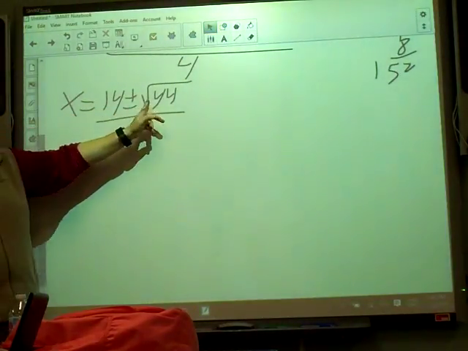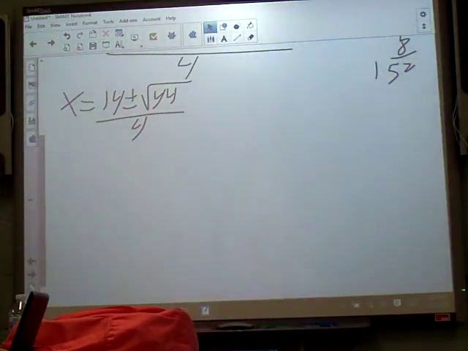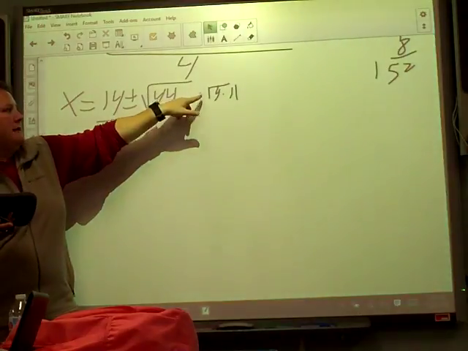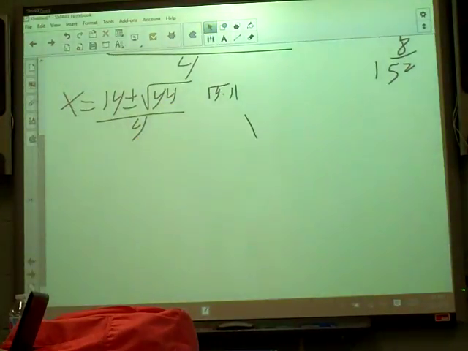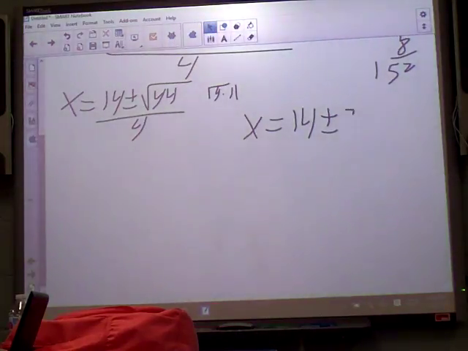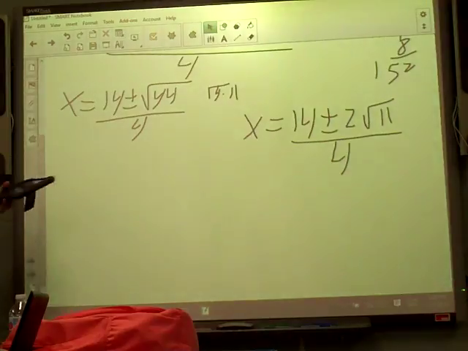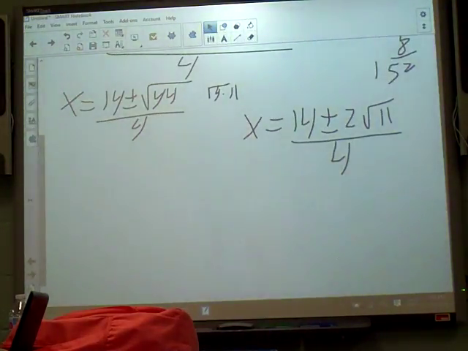44 is the same as 4 times 11. So you rewrite that as the square root of 4 times 11. Square root of 4 is 2, so we're going to bring that 2 out. So we're looking at x equals 14 plus or minus 2 square roots of 11 all over 4. Sometimes I'll circle that, sometimes I won't. Will I this time?